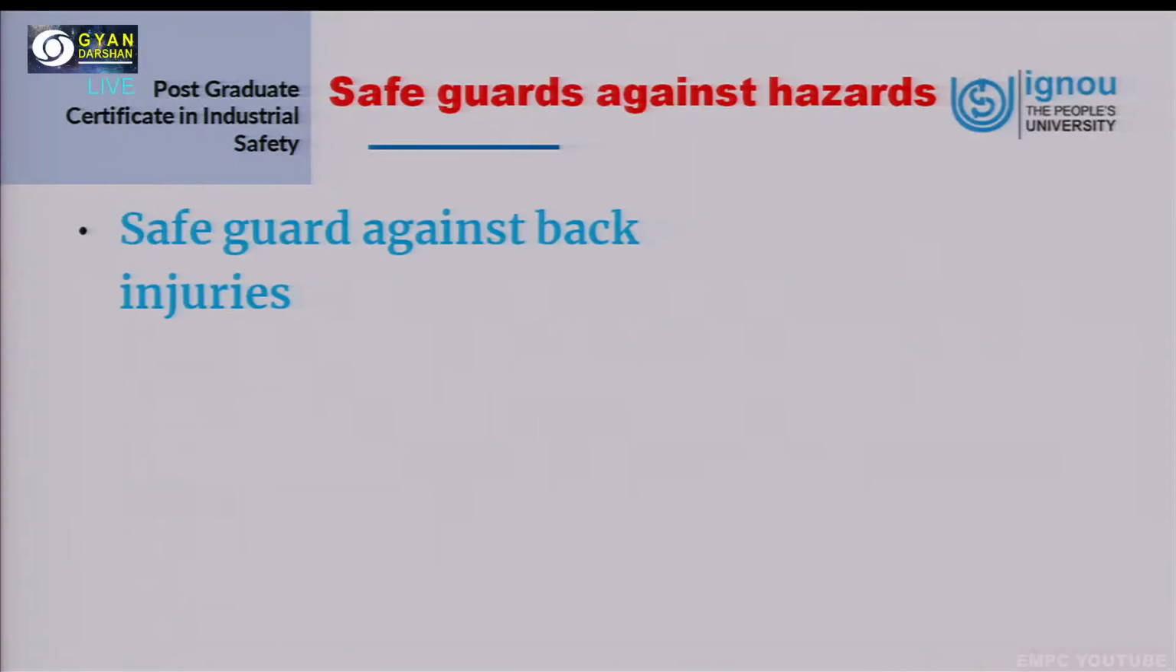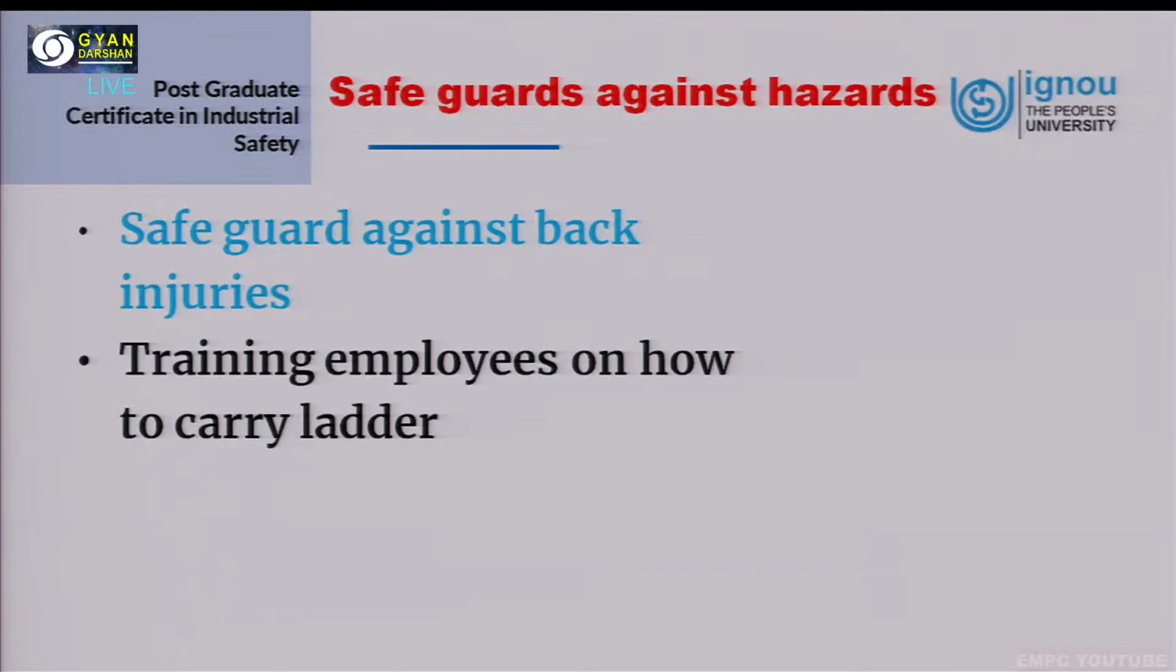The next one is safeguard against back injuries. Even if it's not a fatal injury, even injuries which can require hospitalization are to be avoided while we are on the construction site. Back injuries are a common problem while working on construction sites, and this is usually because of a tendency to overreach. If a person is working on the ladder, they might overreach to the sides, leaning onto the rails, and this can cause back injuries, and these have to be avoided. Now, how do we do that?